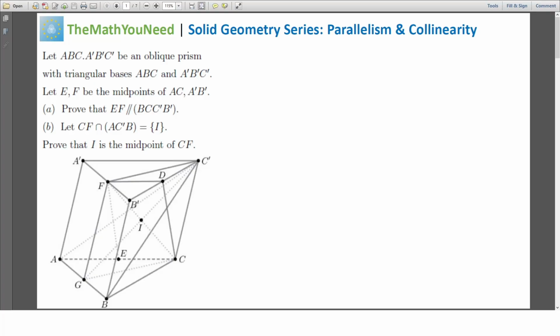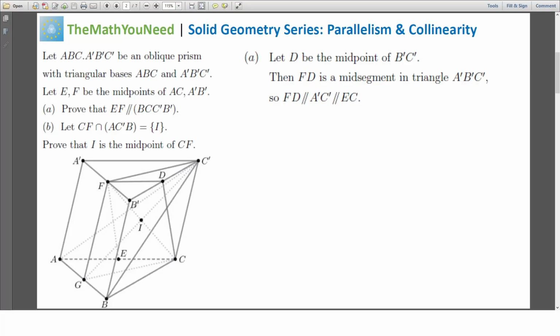B. Let CF intersect plane AC prime B at I. Prove that I is the midpoint of CF. Feel free to pause the video if you want to give it a try, otherwise stay tuned for the solution.